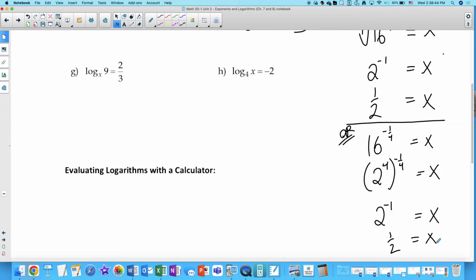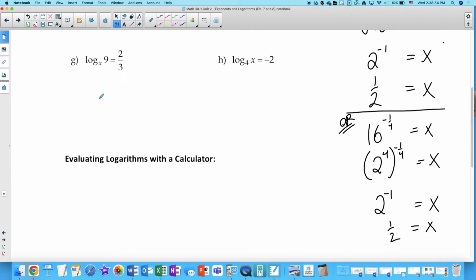Okay, this one is kind of neat. So in this case, we don't know the base. So that's going to be our variable, our unknown. Okay, so in exponential form, the base is x. The exponent is 2/3. That's equal to 9.